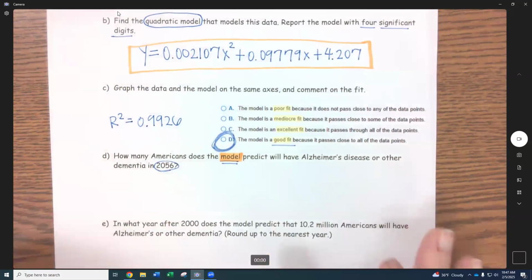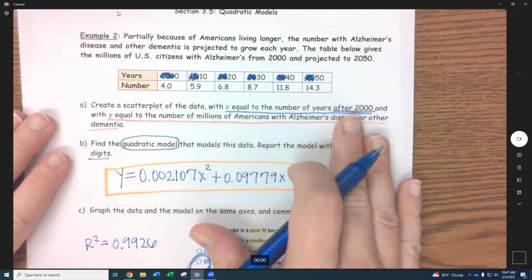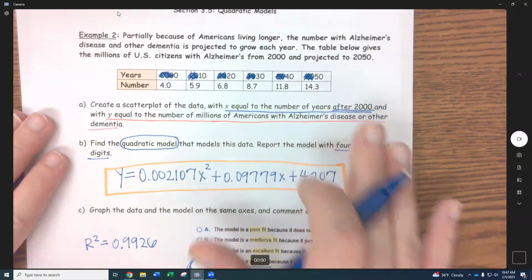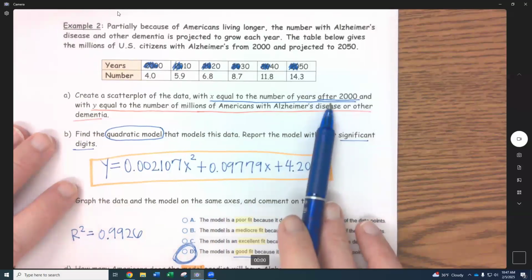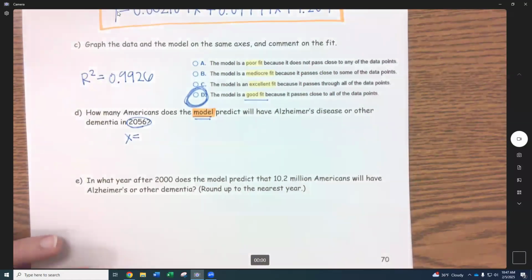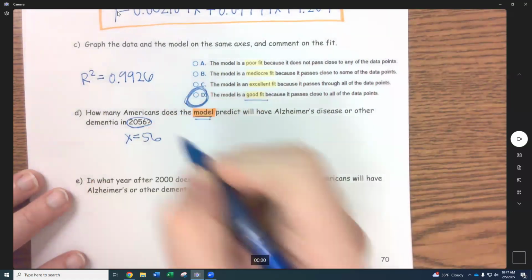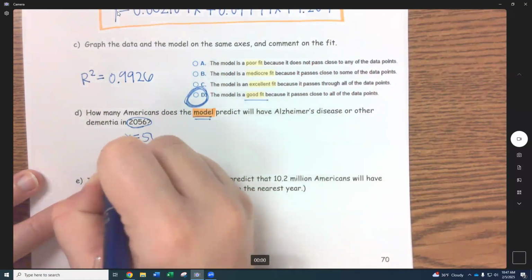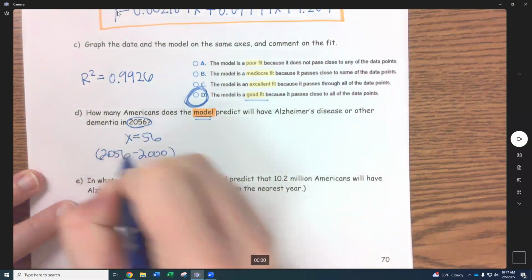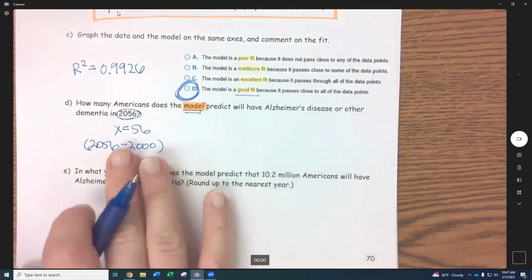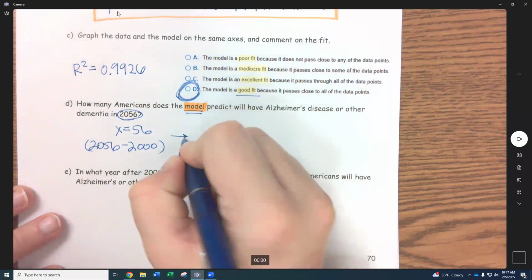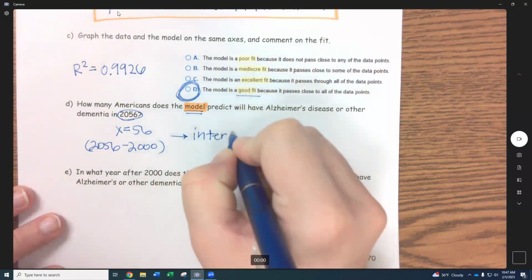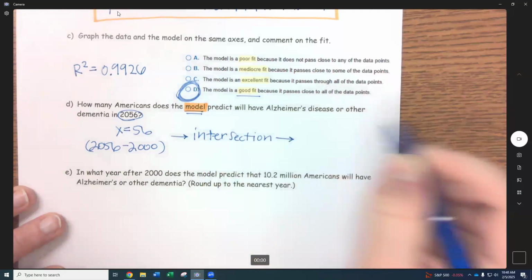So in 2056, first, is this giving me my X value or my Y value? Well, X has to do with the number of years after 2000. When I'm talking about time, if I'm talking about the year, that's my X. Now, X isn't just the year, X is the number of years after 2000. So how many years after 2000 is 2056? That is 56. And so we did 2056 minus 2000 to get there. So we're going to type this in, and we are going to find the intersection to get our answer.